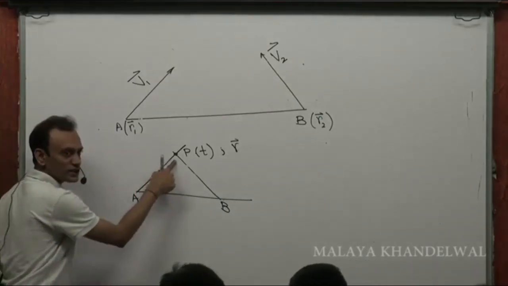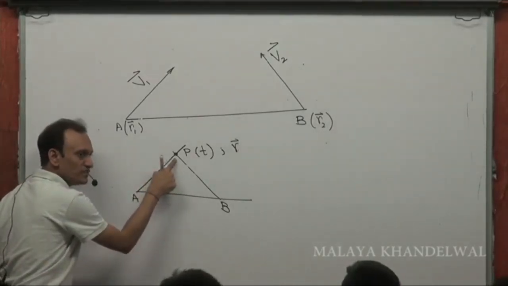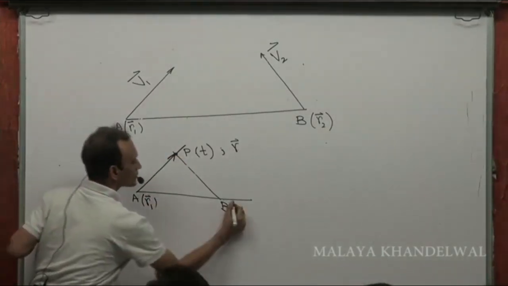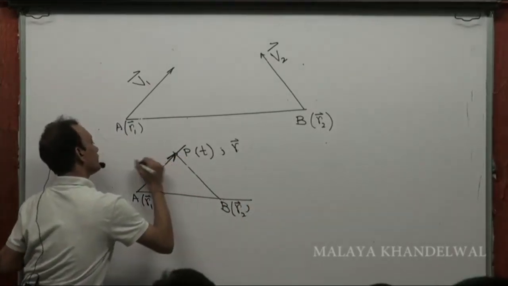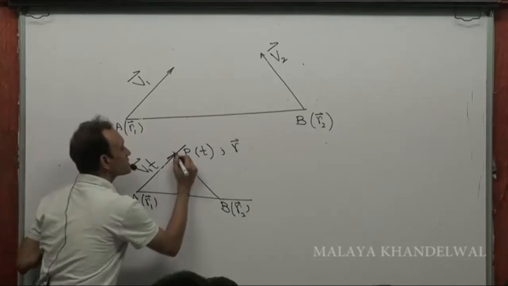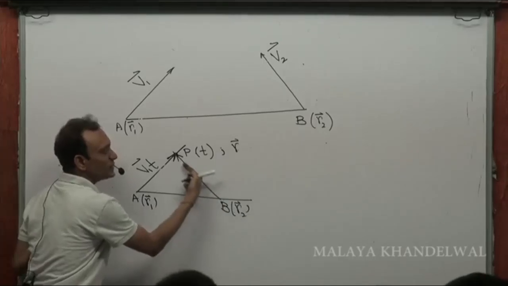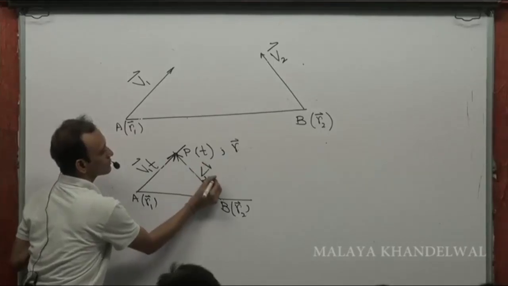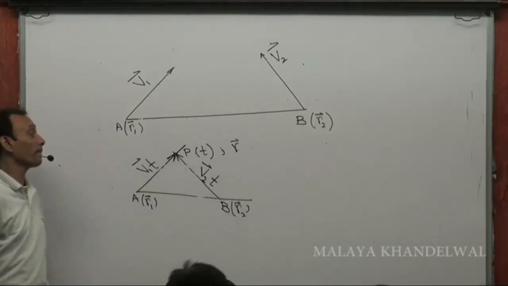Now A must have moved in this direction with a velocity v1 for t seconds. So this is r1, this position vector is r2. This vector must be v1t, yes or no? Similarly, B moves with a velocity v2 for t seconds in this direction, so this vector must be v2t. Yes. Right?